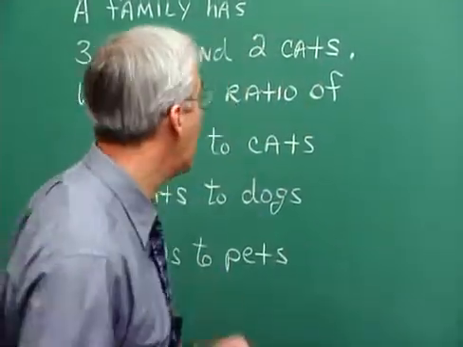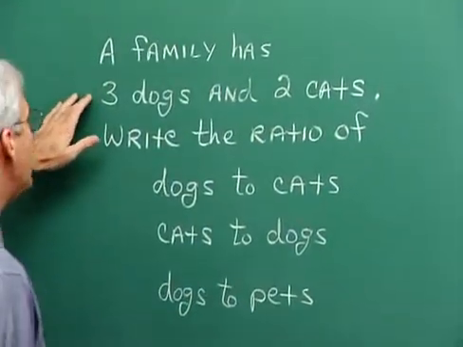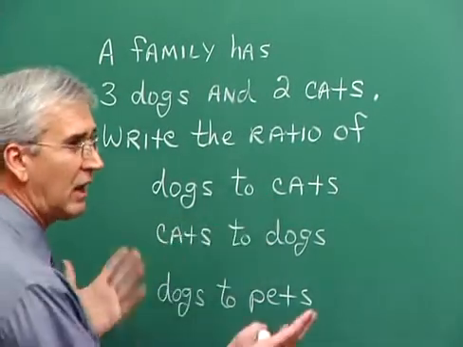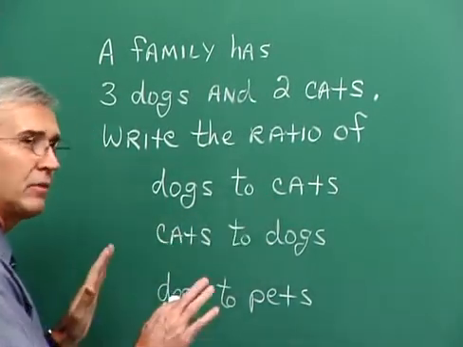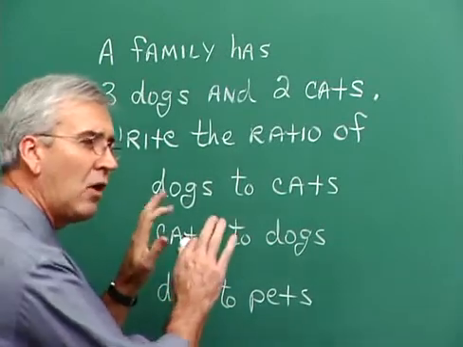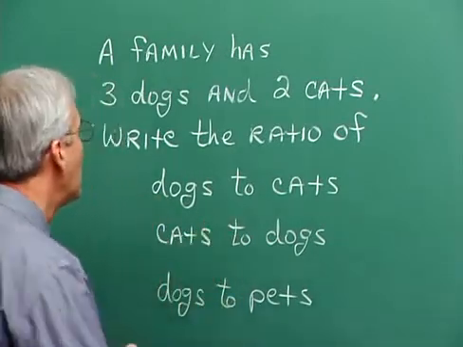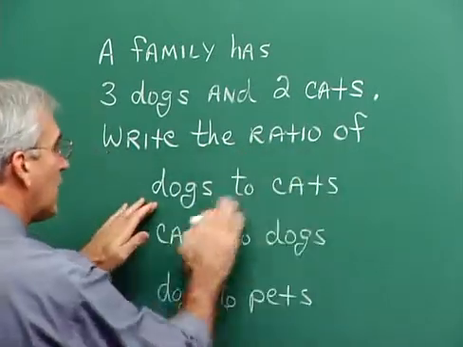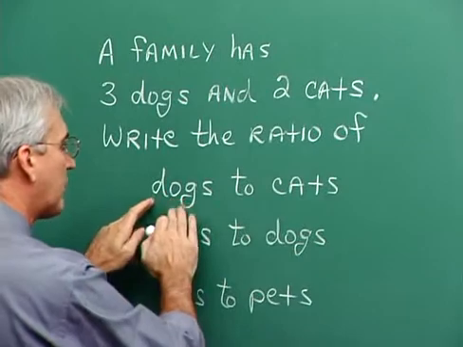Suppose a family has 3 dogs and 2 cats, and we want to write the ratio of dogs to cats. Now this is kind of a trivial example just to show the idea of how we illustrate ratio. So we want to write the ratio of dogs to cats. Now there are 3 dogs and 2 cats, and it's just the ratio of 3 to 2.